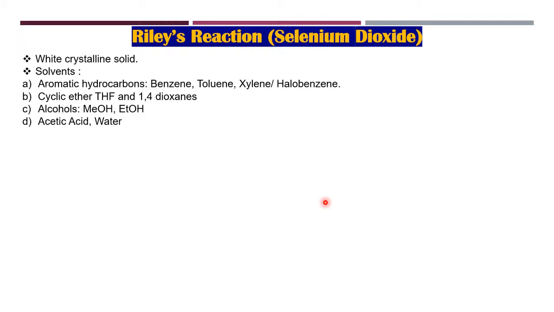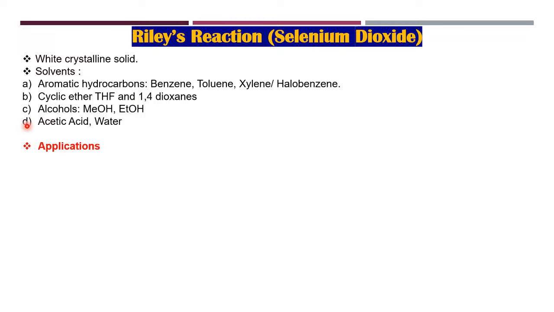The solvents in which this is soluble: in category A, we have aromatic hydrocarbons, which include benzene, toluene, xylene, or halobenzene. In B, we have cyclic ethers like tetrahydrofuran, which is THF, or 1,4-dioxane. We can also have alcohols such as methanol or ethanol. It can also be dissolved in acetic acid or in water. So these are the range of solvents in which selenium dioxide can function as an oxidizing agent.